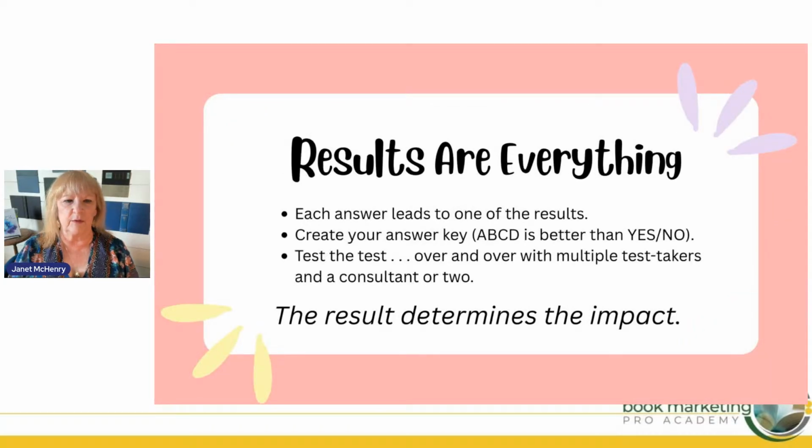The results are everything. The results actually will determine the impact. Each answer is going to lead to one of those results, so you're going to create an answer key. I have the answer key in my book, and you don't want it to be predictable, like letter C always leads to the same result. You have to mix them up, so I created an answer key for that. Again, the ABCD kinds of results will be better than a yes or no. And then test that over and over again with multiple test takers and perhaps even a consultant or two.